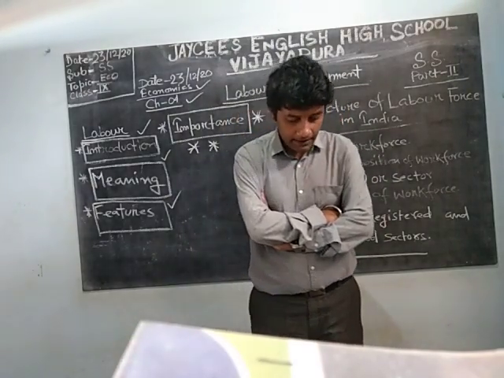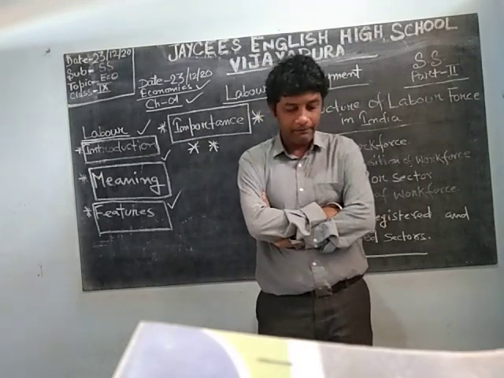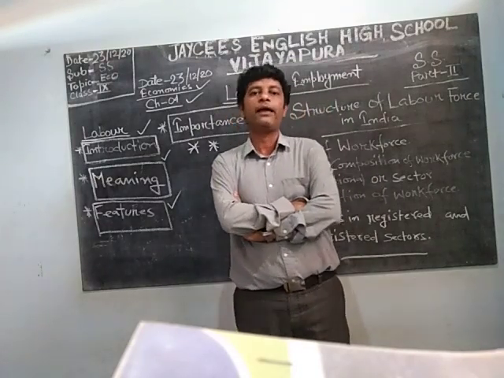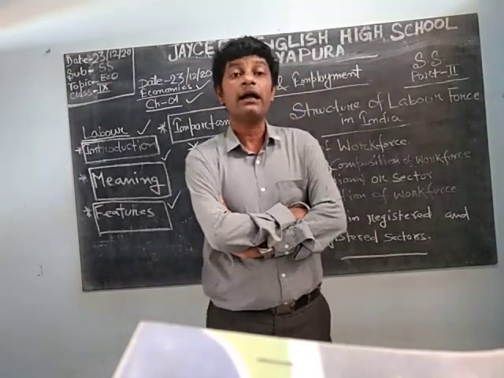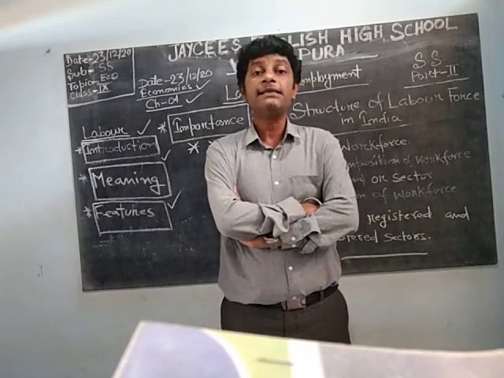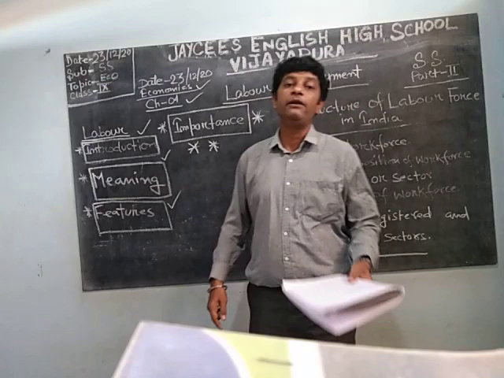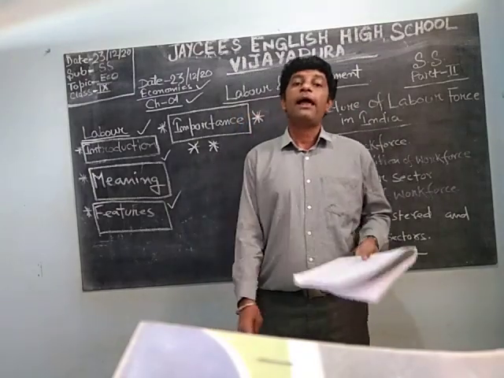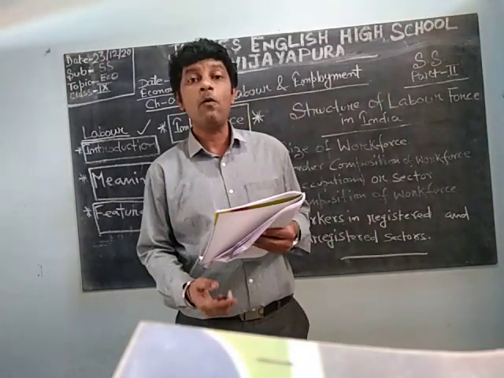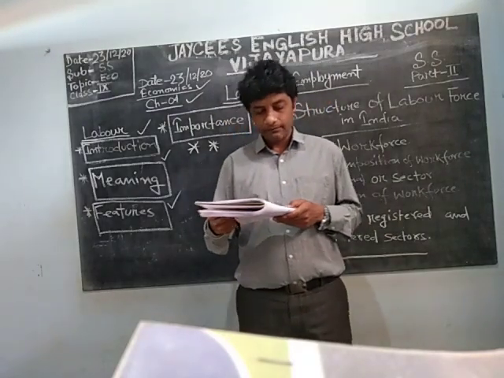Generally, the size of the labor force is measured in terms of the number of people in the age group of 15 to 60 years. Okay. Who are our workers? The persons who are in the age level of 15 to 60 years. Below that they are children, and above 60 years they are old persons or senior citizens.